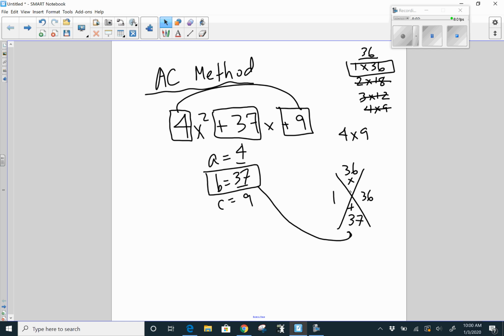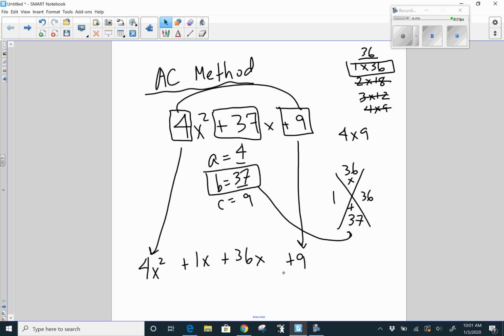So now, this is called AC method, right? So we want to bring our A down. So we bring it down. We're going to get 4x squared. Okay. We want to do the same thing with the C. We want to bring that 9 down. So now our middle term, which is the 36, we're going to break it down into 1 and 36, right? So 1 plus 36 gives us 37. So we're going to have 1x, because this is 37x, and then we're going to have 36x.